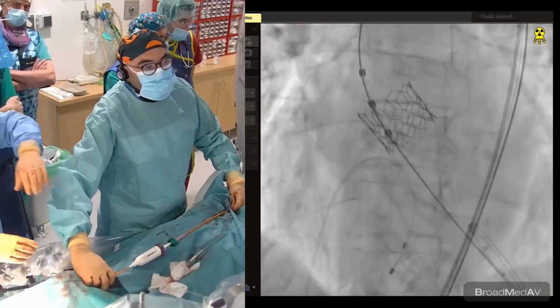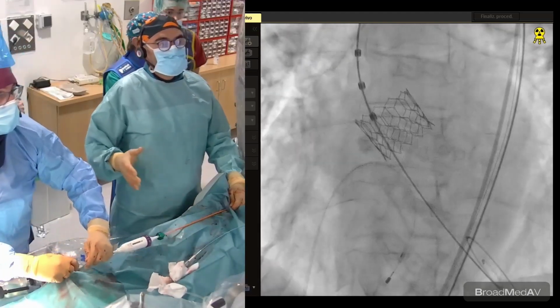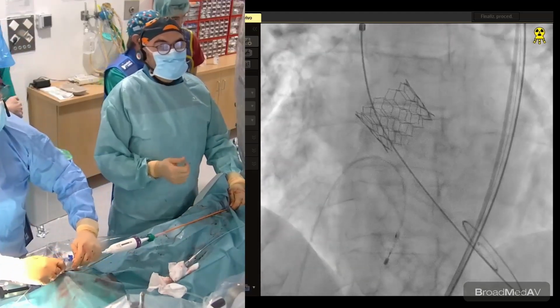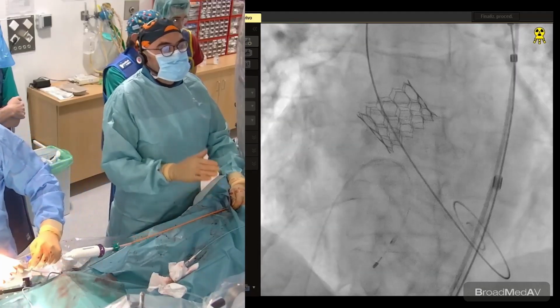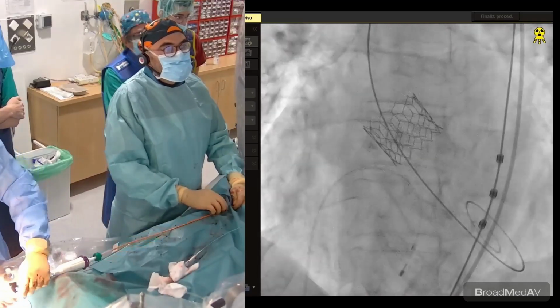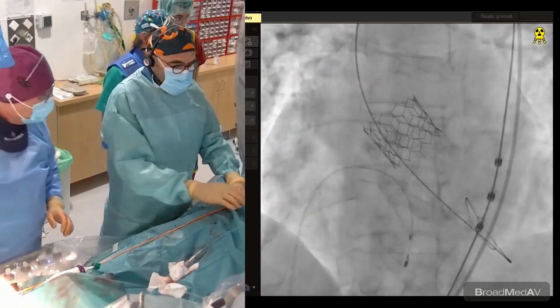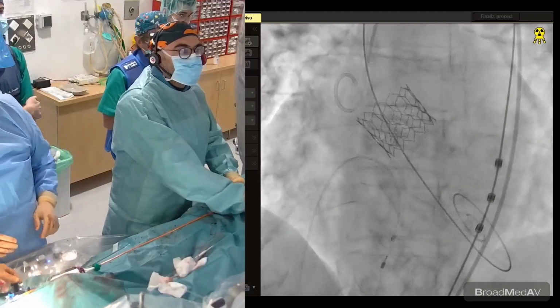Maybe Dr. Gareto is saying, explain it if you want, Guillermo, that the complete inflation was hard to obtain, Guillermo says. I think we have implanted the valve in the right position. The patient, I don't remember if they had a wide QRS complex.